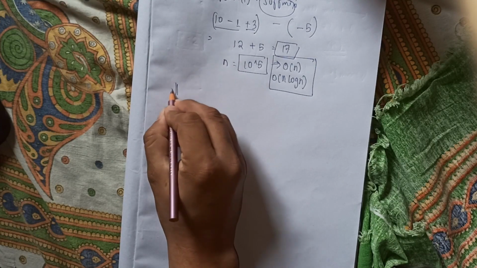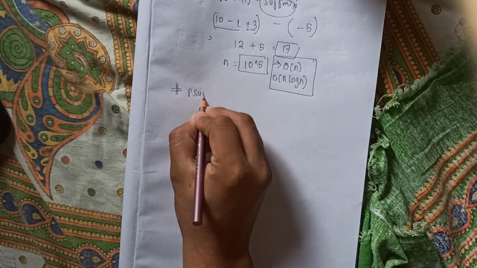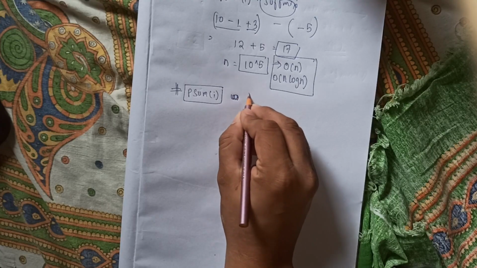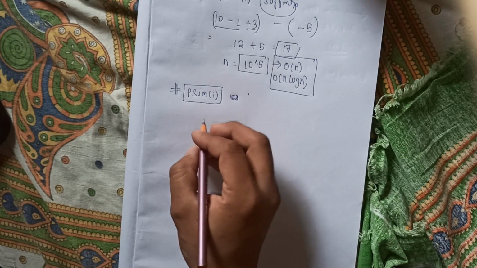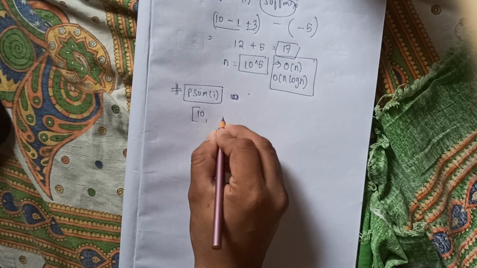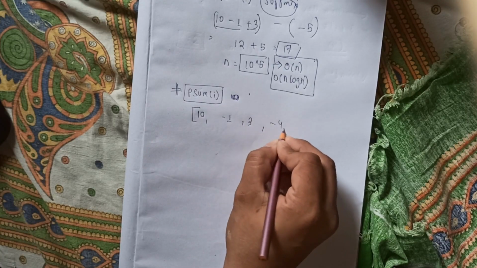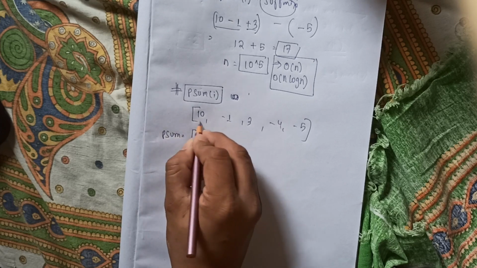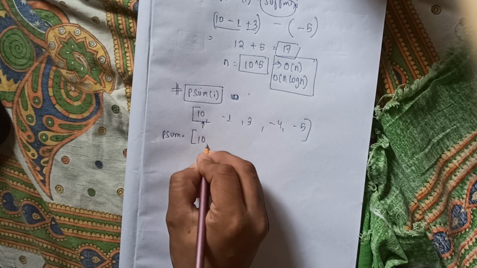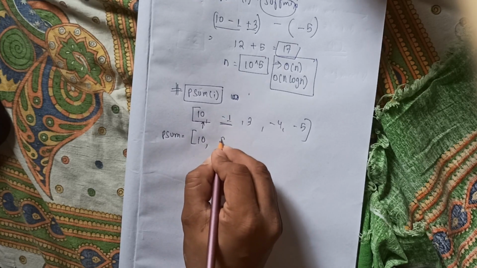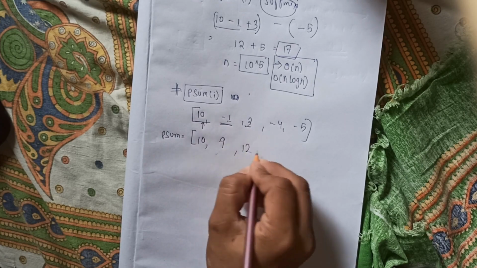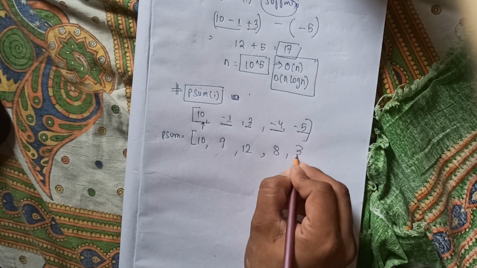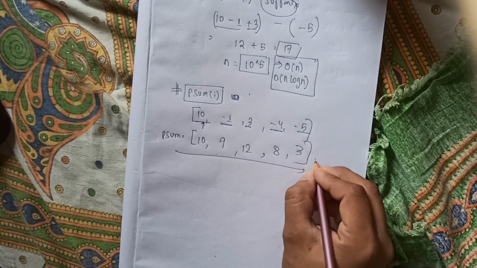So the first hint was pretty obvious: you need a prefix sum of i. You already know how to find the prefix sum of i. If not, let's quickly look into it. Let's say the array was 10, minus 1, 3, minus 4 and minus 5. How will the prefix sum array look? It would look like 10. After this you will pick this index, minus 1, 9. You will pick this index, 12. You will pick this index, 8. If you pick this index, 3. So the prefix sum array would look like this.